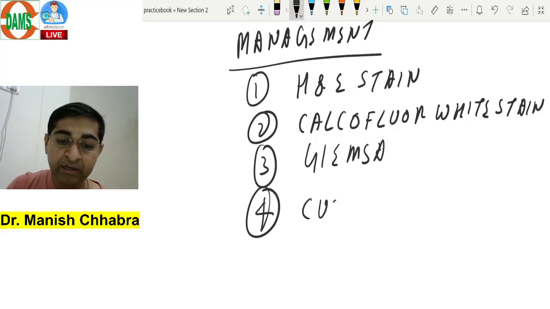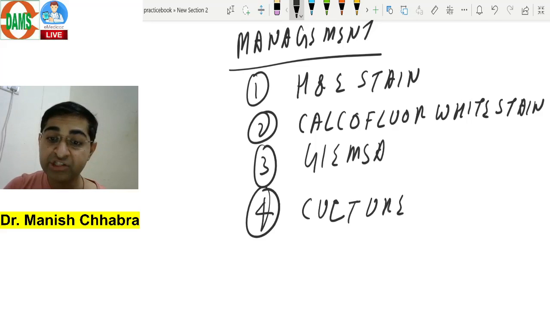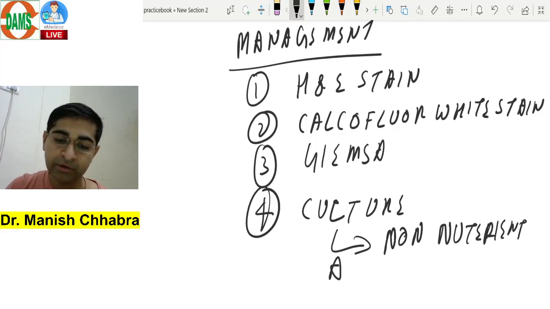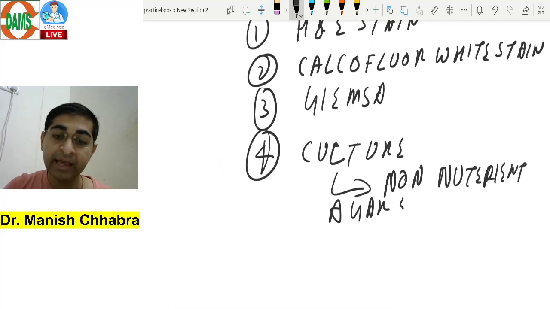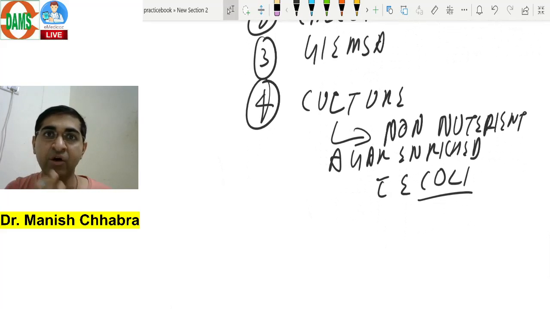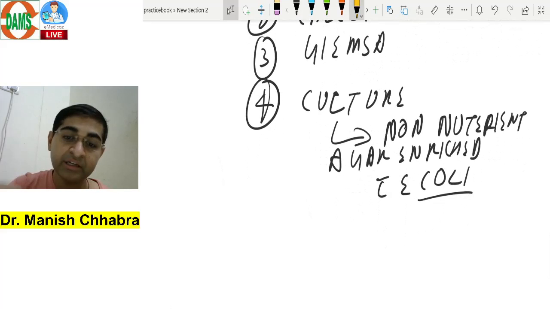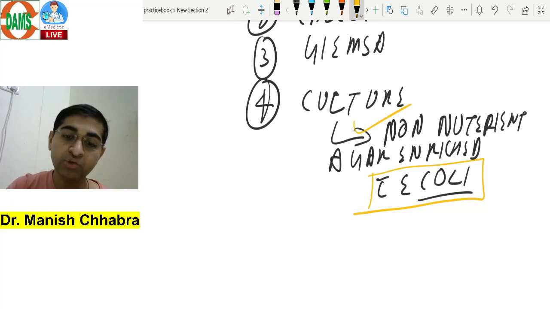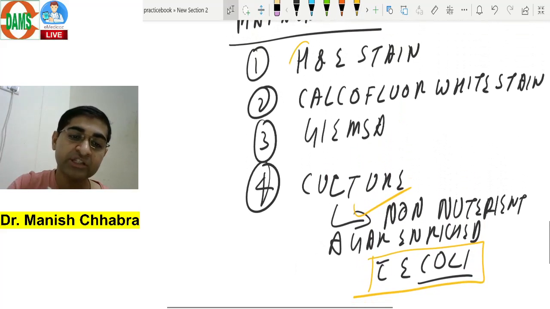You can culture it on a special medium, which is non-nutrient agar enriched with E. coli. So please remember, this organism loves E. coli. This organism loves to feast upon E. coli. So you use non-nutrient agar enriched with E. coli. So you can go for culture or you can go for staining, right?